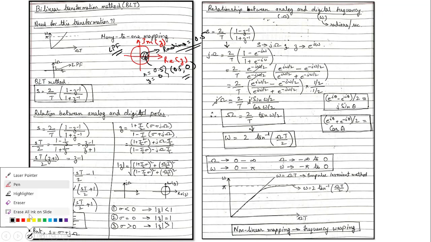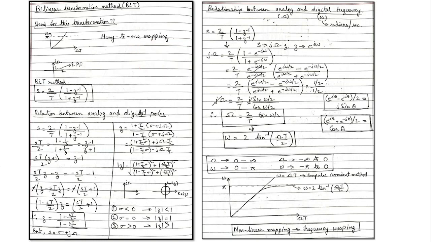Now as I was telling you, due to these disadvantages, there was a need for another transformation. To overcome these disadvantages, the next transformation, the bilinear transformation method, was proposed. In this method, s is replaced with 2 by capital T within brackets 1 minus Z inverse divided by 1 plus Z inverse.